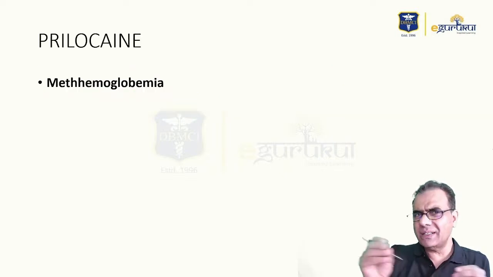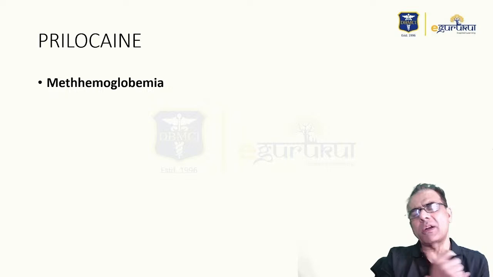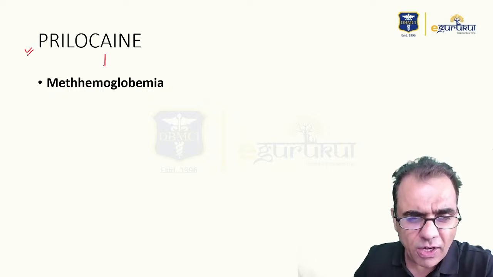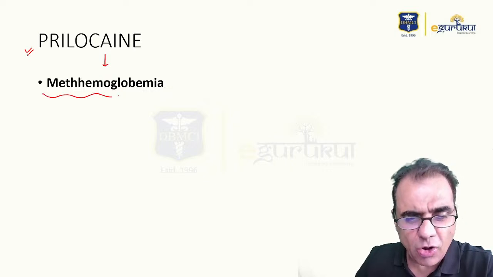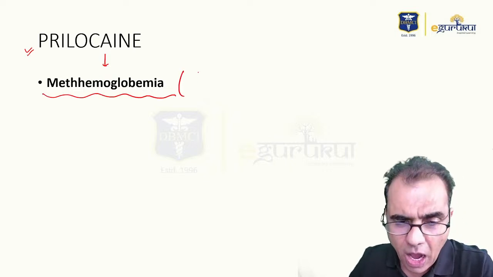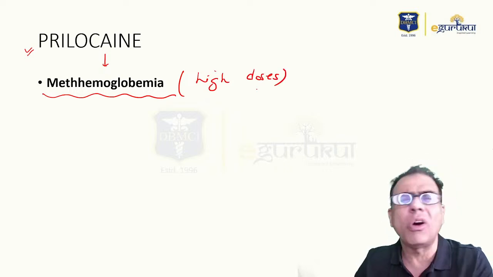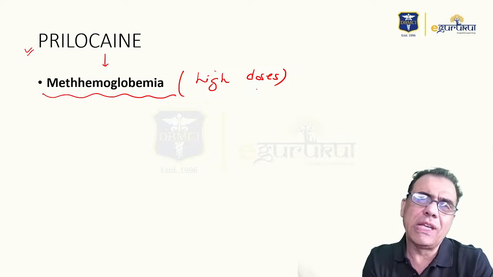Now just about local anesthetics, only the very important properties we are going to discuss. Prilocaine. What you can remember is, prilocaine can cause methemoglobinemia. However, this methemoglobinemia is only seen at high doses. At normal doses you don't see it, only at high doses.